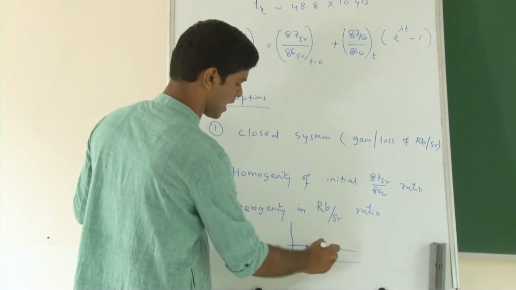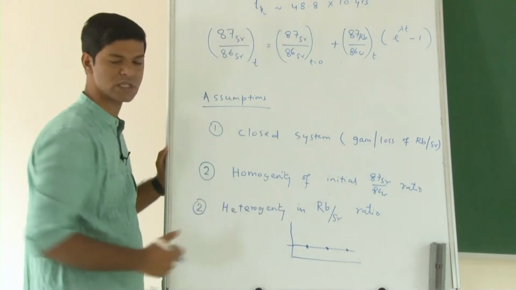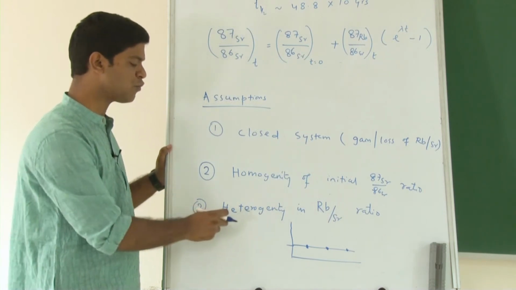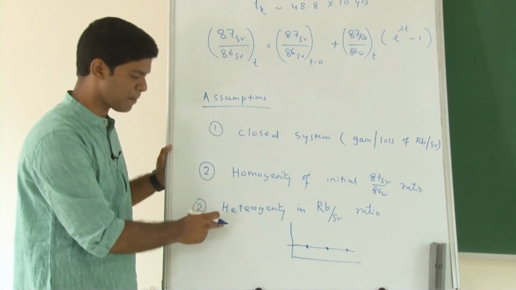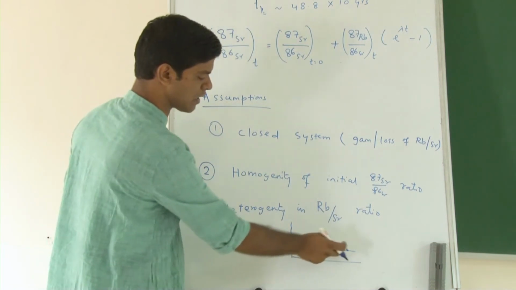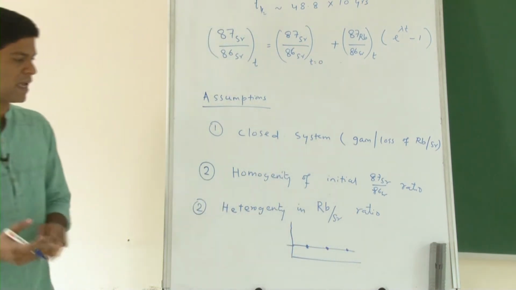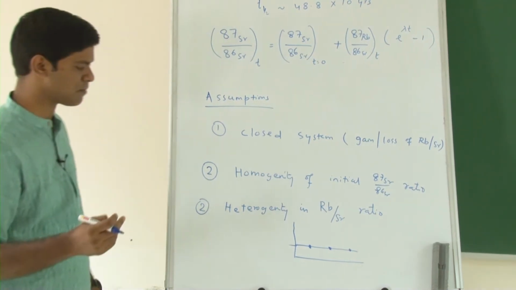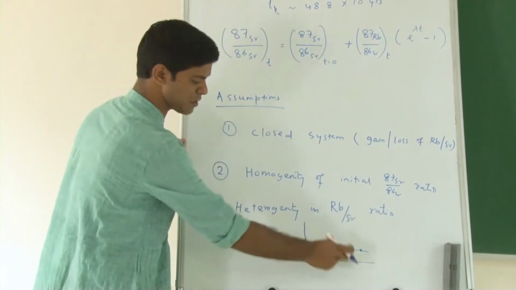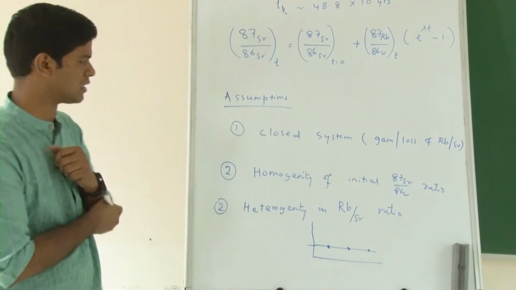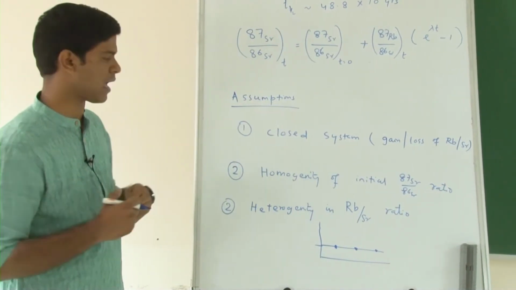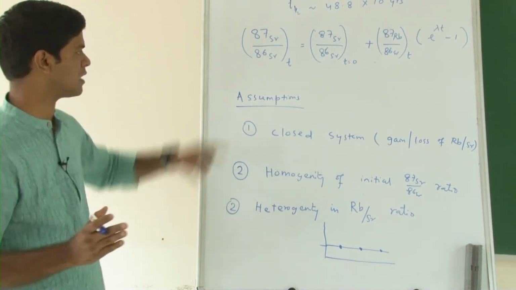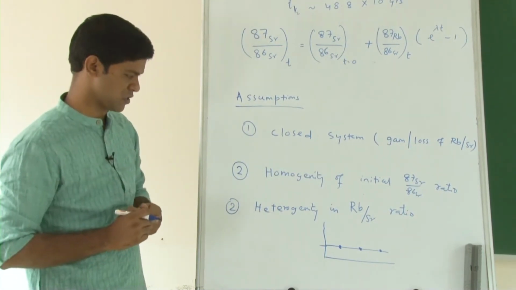To form this line, you should have a heterogeneity in rubidium by strontium of the samples, and often you do find heterogeneity, because if you want to create a heterogeneity, you have to rely on calcium rich minerals to potassium rich minerals, and based on the potassium by calcium ratio in these samples, you can have the heterogeneity. The more the heterogeneity, the better the data spread is likely to be, and you are likely to get good precision in your age constraint.